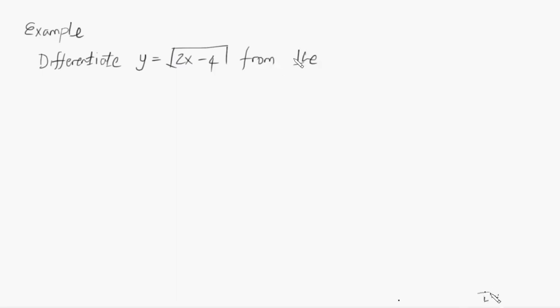So this example is like this. It says differentiate y equals the square root of 2x minus 4 from the first principle. This is the example that we are going to solve.